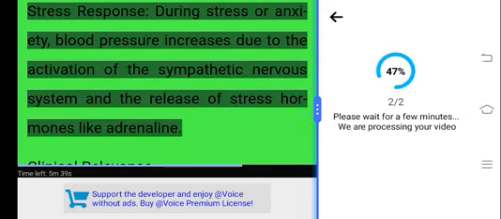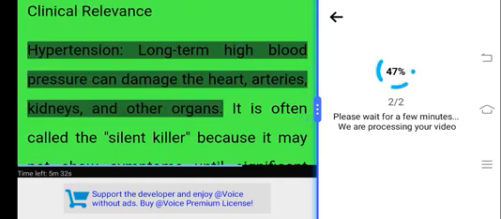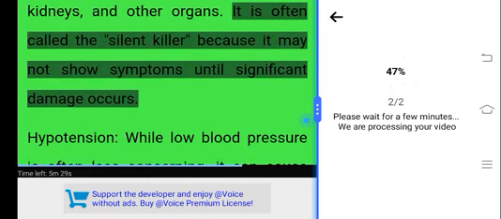Stress response. During stress or anxiety, blood pressure increases due to the activation of the sympathetic nervous system and the release of stress hormones like adrenaline. Clinical relevance. Hypertension. Long-term high blood pressure can damage the heart, arteries, kidneys, and other organs. It is often called the silent killer because it may not show symptoms until significant damage occurs.